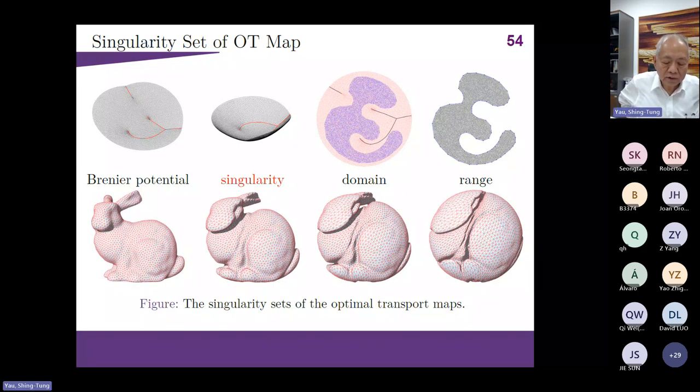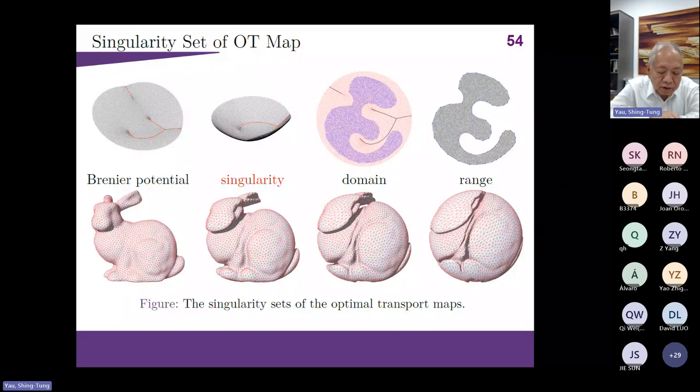The top row shows the optimal transport map from the disk to the concave region. The left two frames show the Brenier potential viewed from different angles. The potential function is continuous everywhere, but not differentiable on the points on the red curves. This is very interesting. Namely, the projection of the red curve is the singularity set.